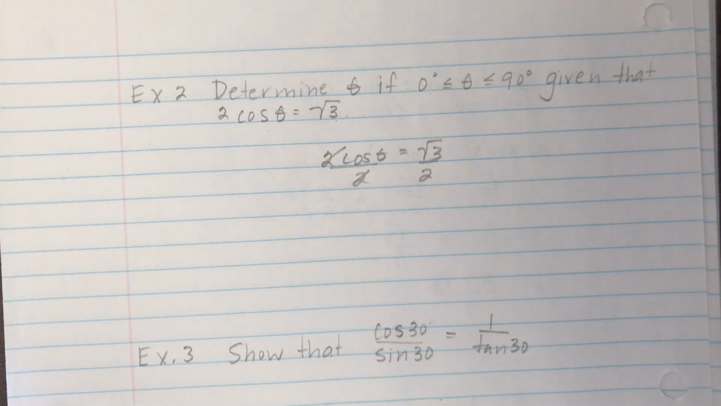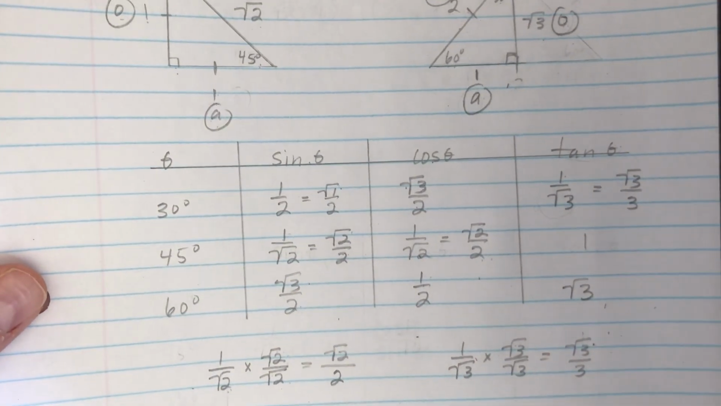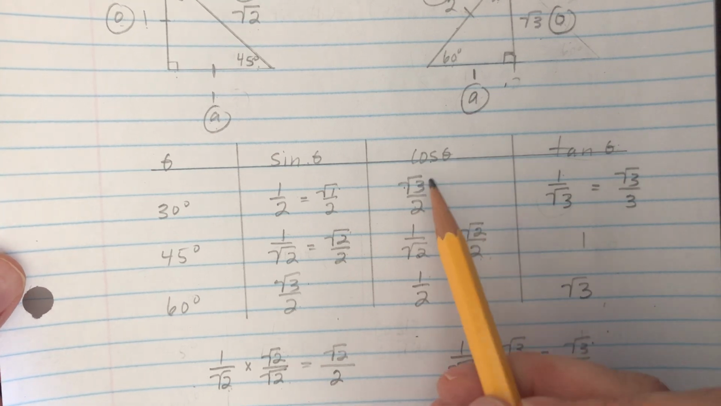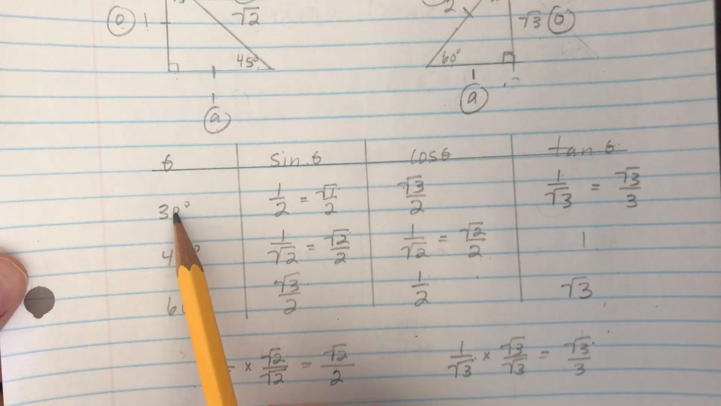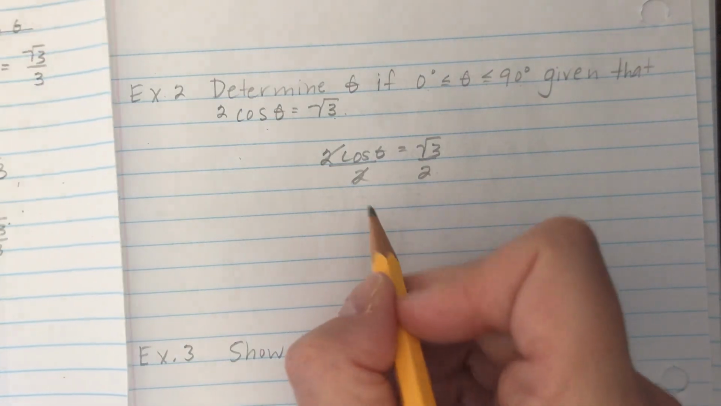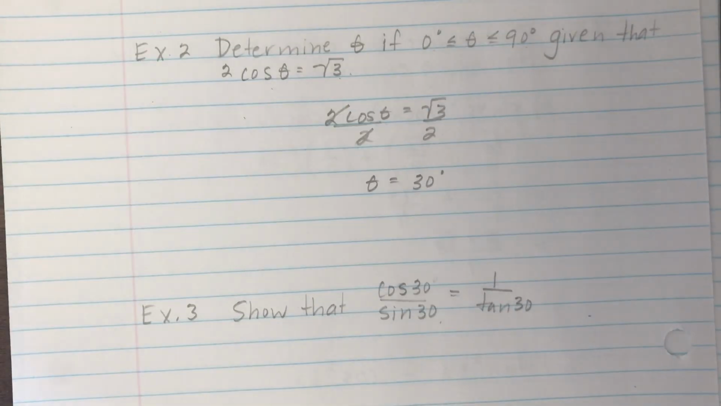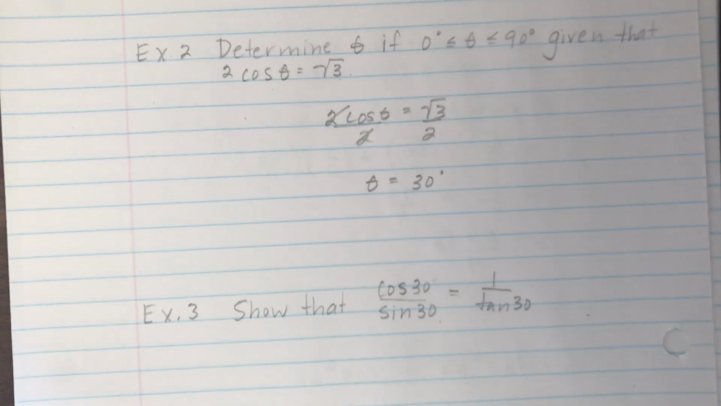And next, because we know the exact value from our table, root 3 over 2 here is for an angle of 30 degrees. We simply write that theta is 30 degrees. You're not going to use your calculator because it's an exact value that you had to commit to memory.